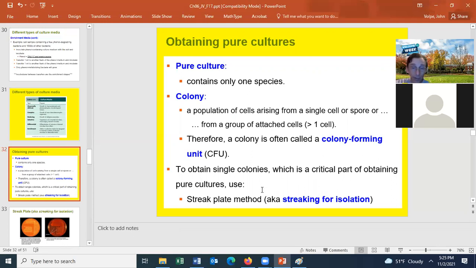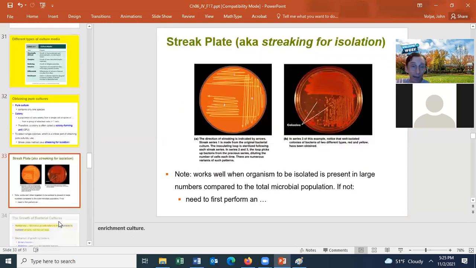And what you do is you streak it out for isolation 2 times. And even then, you're not guaranteed you'll have a pure culture, but it'll be greater than 95% pure. Okay? If you only streak it out about 1 time, it'll be about 75% pure culture. Any questions about any of that?